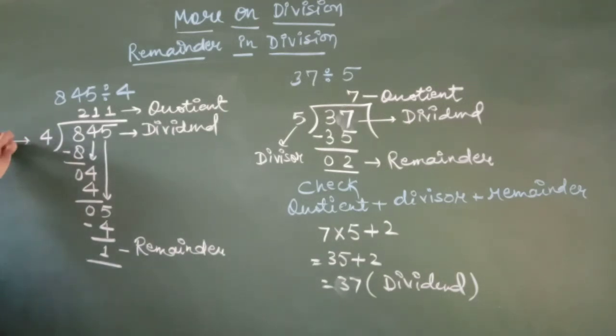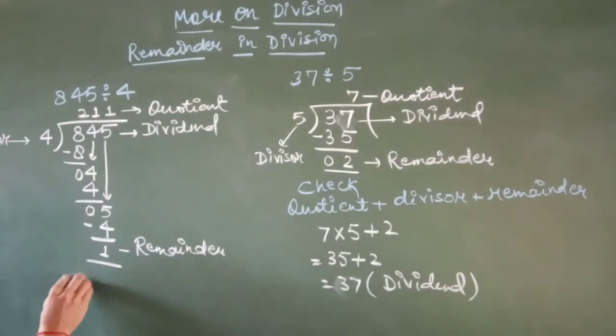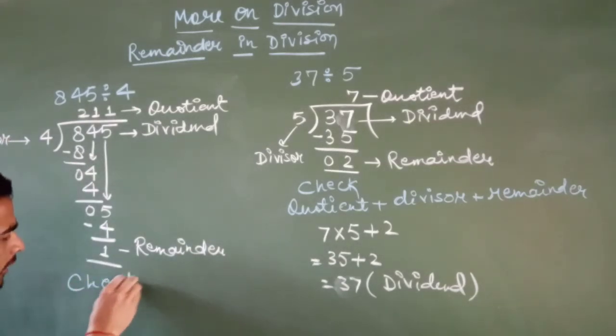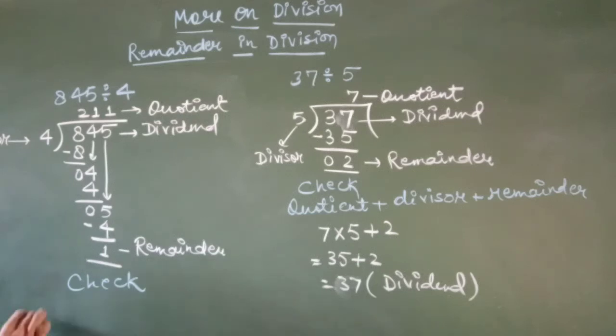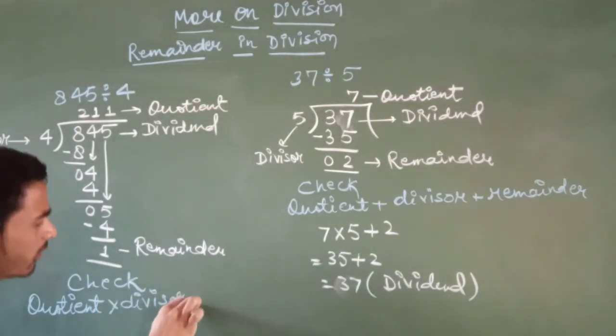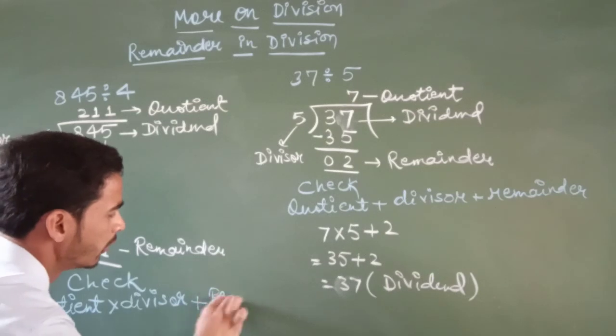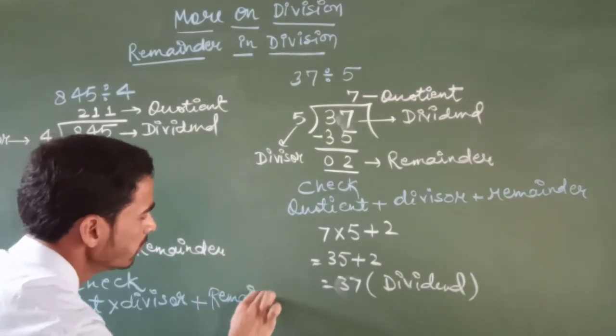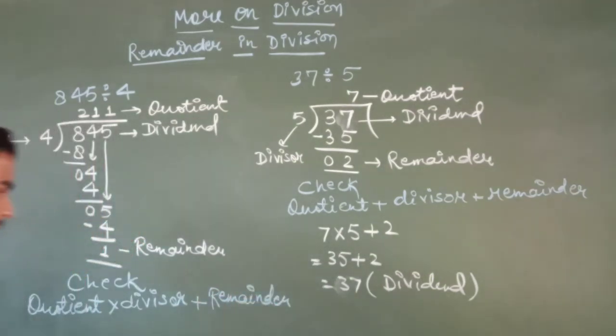And now we have to check it. How we can check it? Listen carefully. In check, we have to multiply quotient by divisor plus remainder, and that should be equal to dividend. And what is quotient? Quotient is 211. Divisor is 4 and remainder is 1.